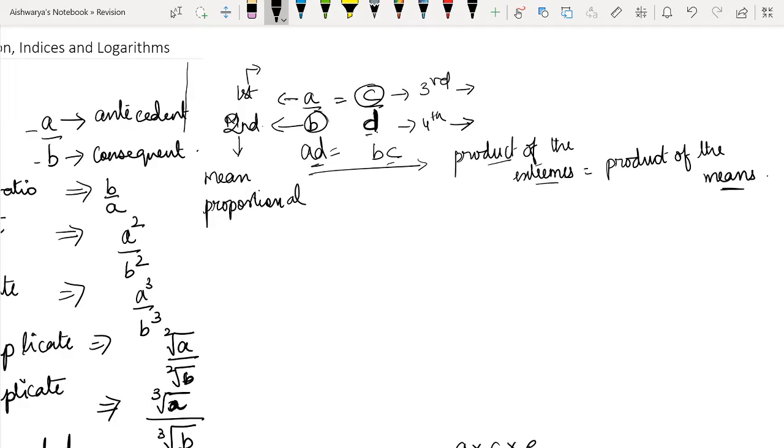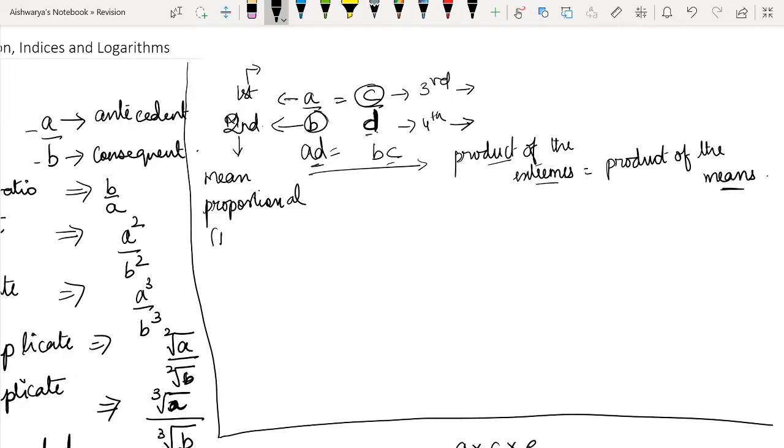Okay. Now coming to the similar aspects. What do we have here? After this, what we have is invertendo. We call this invertendo. Everything I am doing with reference to this ratio. So it will become B by A is equal to D by C. Inverse it, it is equal. Next, what we have is alternando.